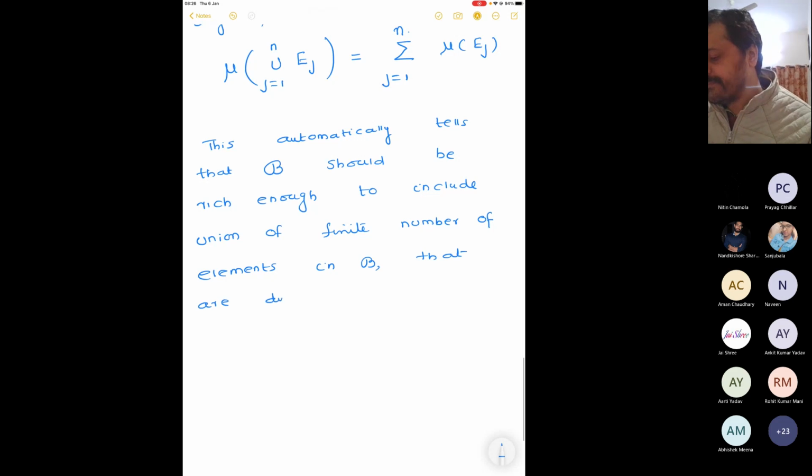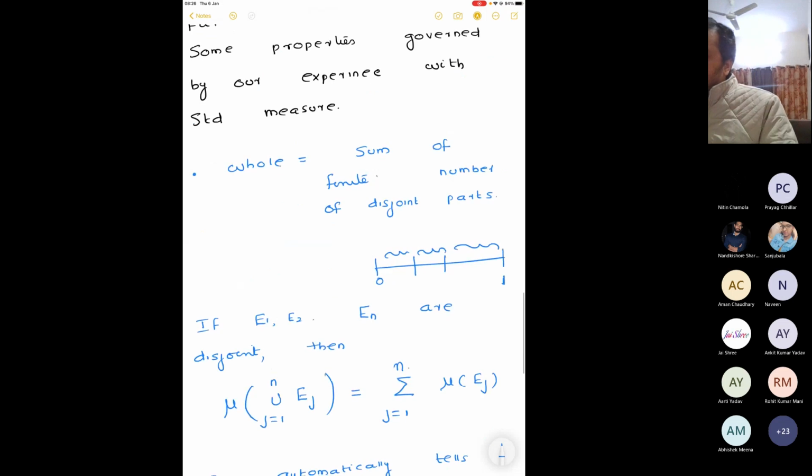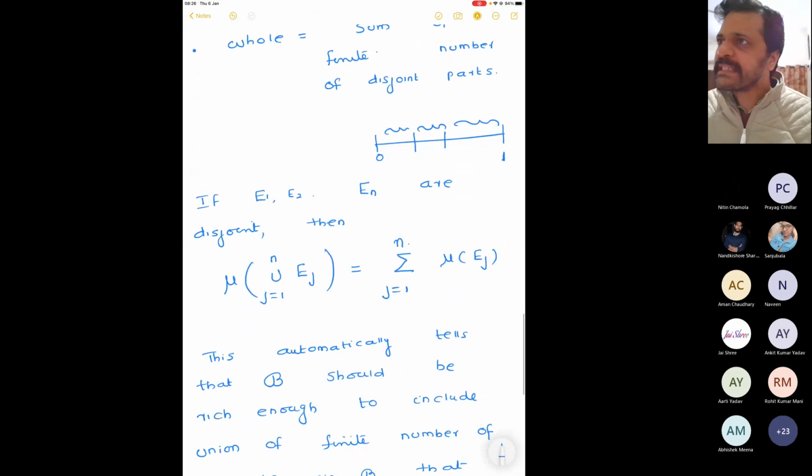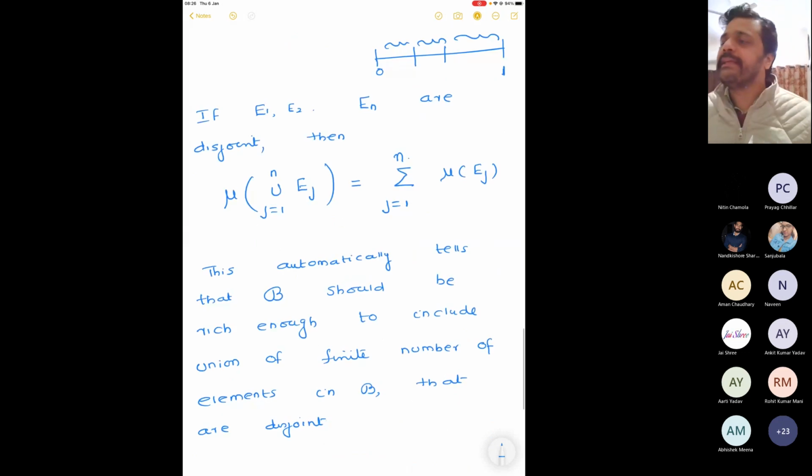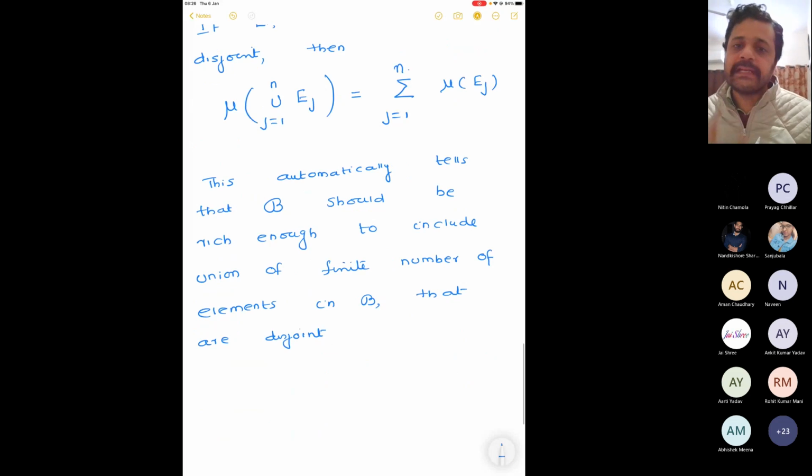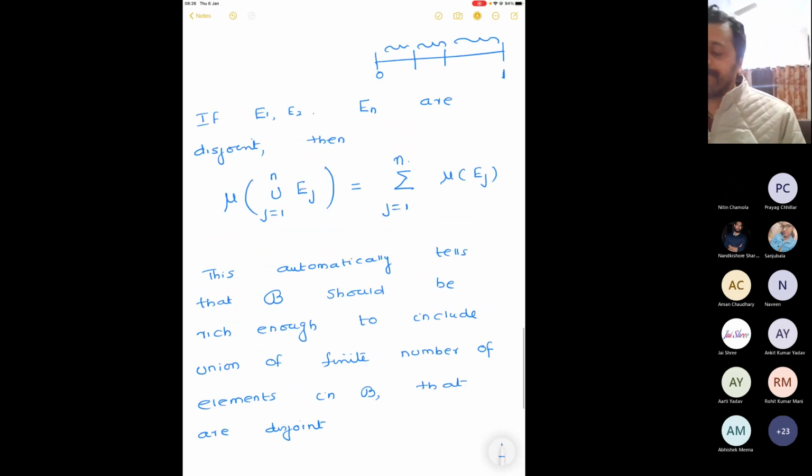So just by the underlying principle, whole is equal to sum of finite number of disjoint parts, we got some condition that is to be imposed on mu, and that automatically gave what B should satisfy. At least one condition that B should satisfy.